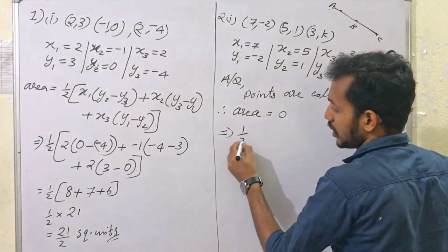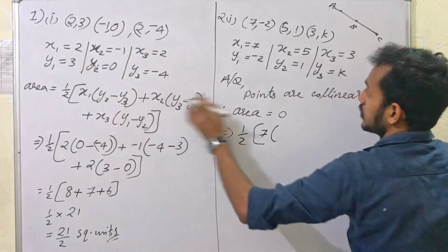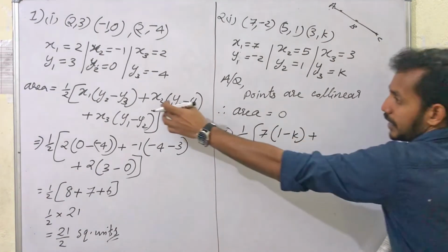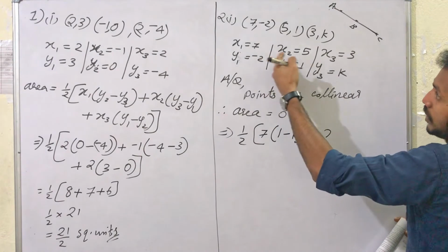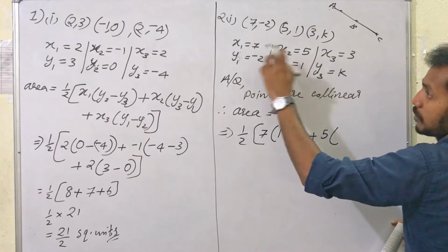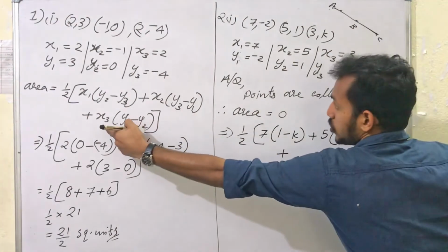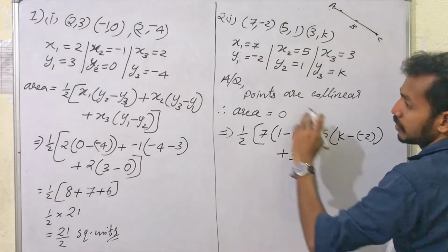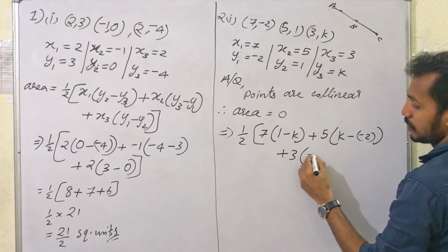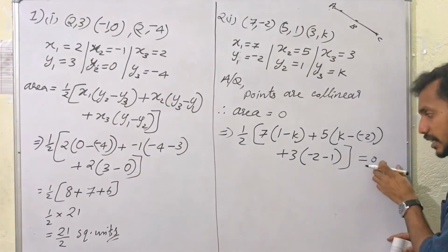So that implies 1 by 2 into x1, what is x1? 7 into (y2 minus y3, that is 1 minus k), plus x2, what is x2 here? 5 into (y3 minus y1, that is k minus of -2), plus x3, what is x3 here? 3 into (y1 minus y2, that is -2 minus 1) is equal to 0. Now this half is taken directly to the other side, so that will be 0.